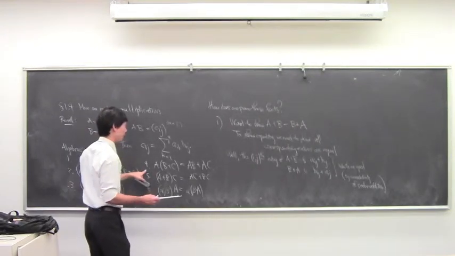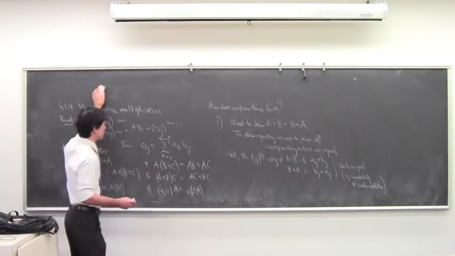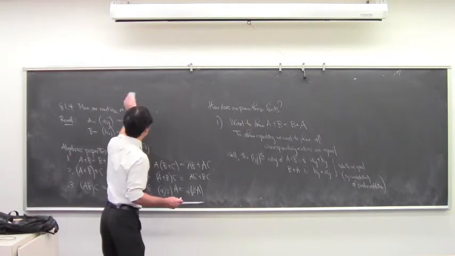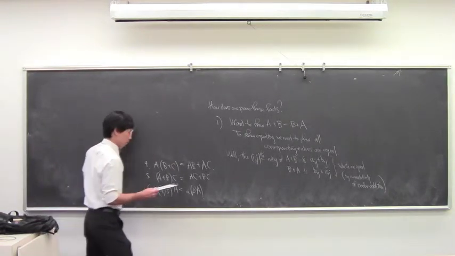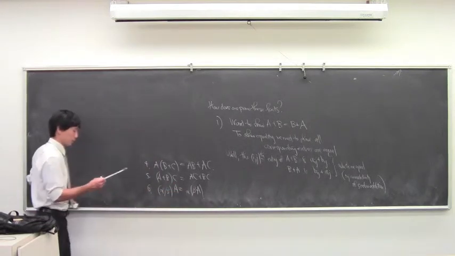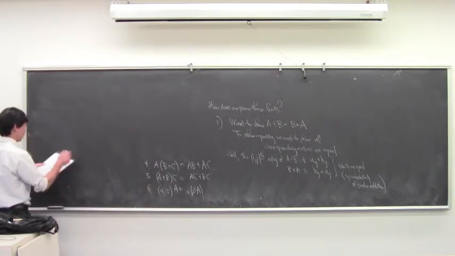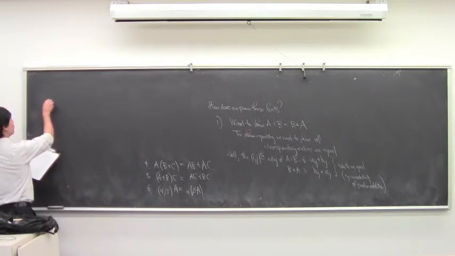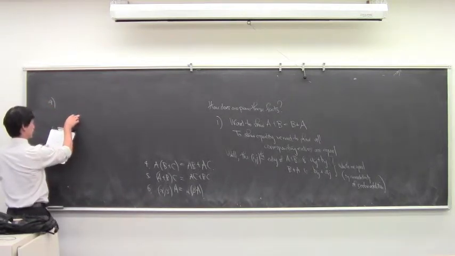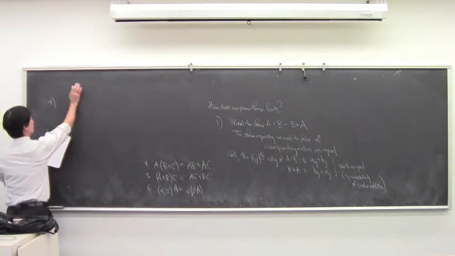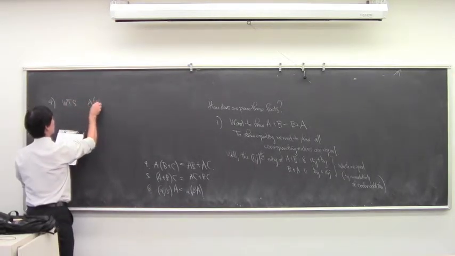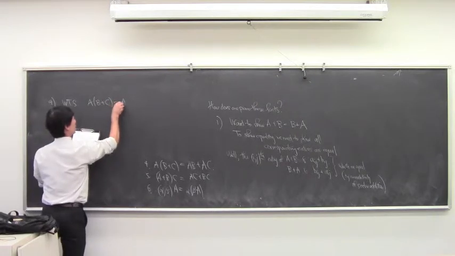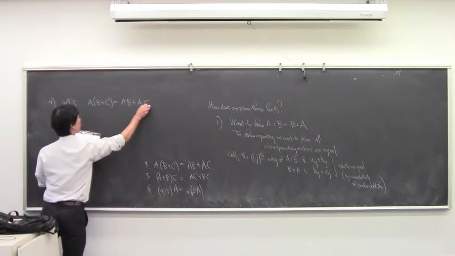Let's do number 4, the distributivity. Okay, so number 4. We want to show A times (B plus C) equals AB plus AC.